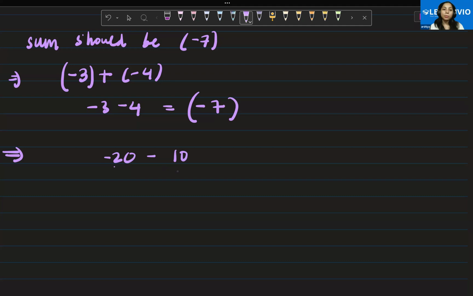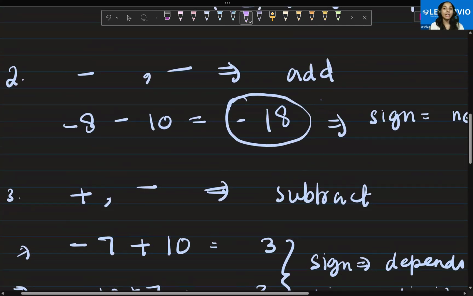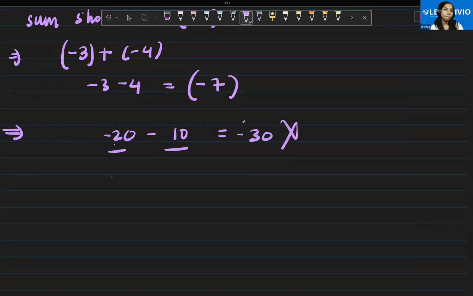So what happens when both the integers are negative? When both the integers are negative, we add. So that means minus 20 minus 10 will give us minus 30. So that will be incorrect. Minus 20 plus 10: one is positive, one is negative, then you subtract, so the answer will be 10. But the bigger integer is 20 and it's negative, so the answer will be -10.